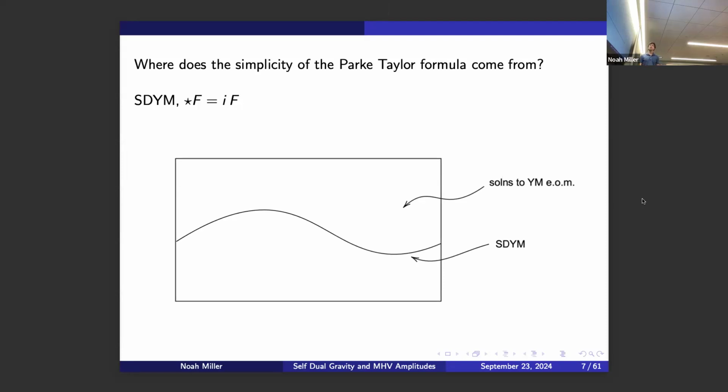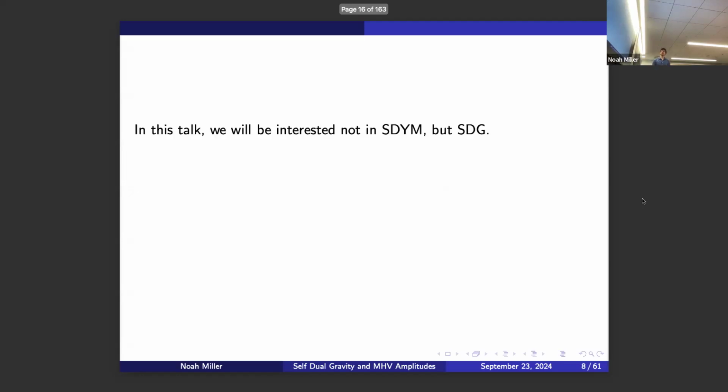And so any solution to this equation, the self-dual Yang-Mills equation, will instantly satisfy the Yang-Mills equation of motion. So if you have the infinite space of solutions to the Yang-Mills equations of motion, there's this special slice, the self-dual Yang-Mills. This theory has a lot of symmetries mathematically. It's an integrable system, and the simplicity of the integrability of self-dual Yang-Mills sort of gives the Parke-Taylor formula. But in this talk, we won't be interested in self-dual Yang-Mills.